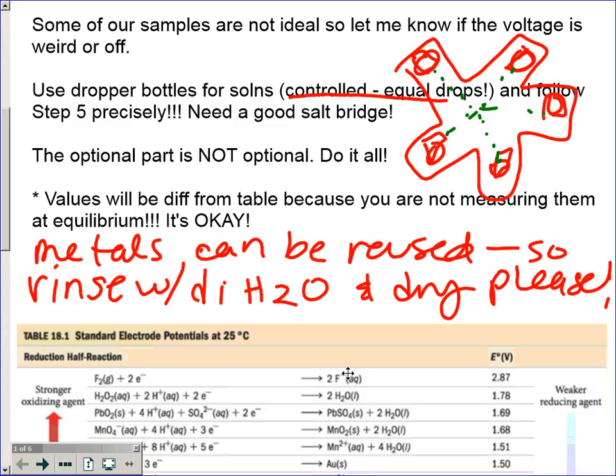Alright, I need one person to come and get samples for your filter paper. So you're getting metal samples now.